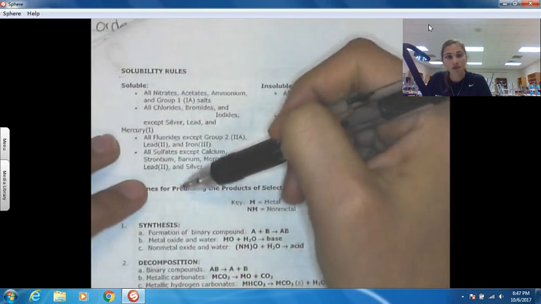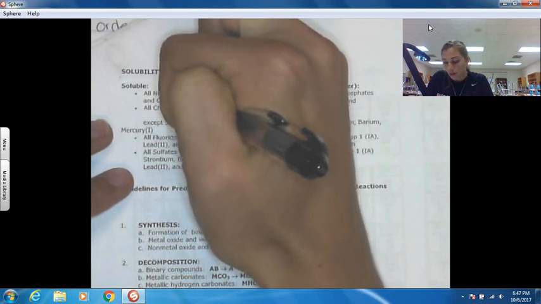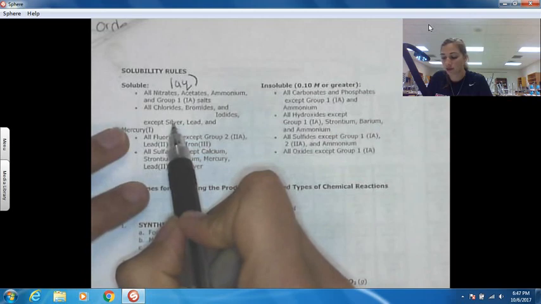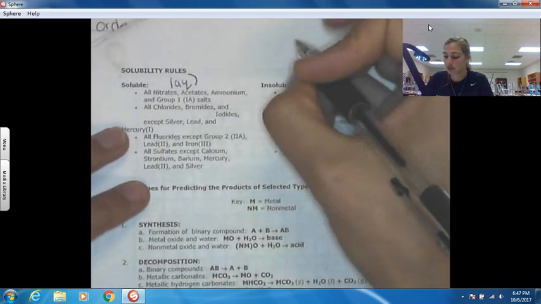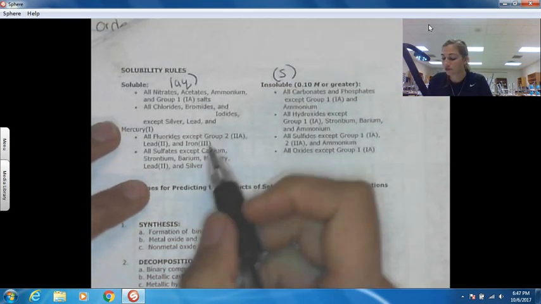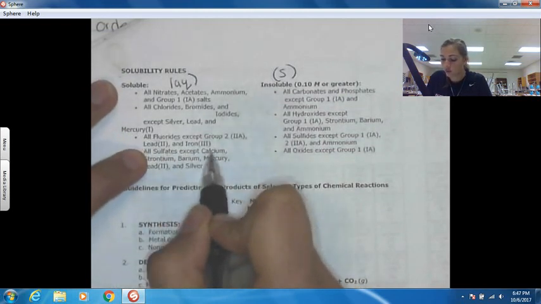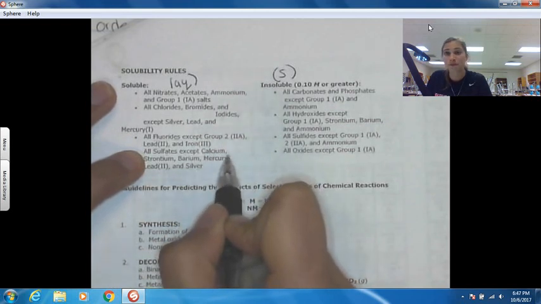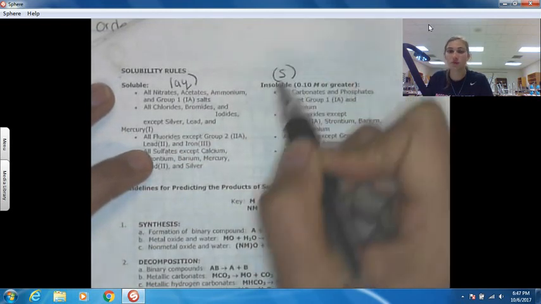So all of these, any compounds that fall under these bullet points, we would put an AQ next to them, unless it's part of the exception. If it's part of the exception, we say that's part of the other list. The other list is solid, or insoluble. So for instance, it says all sulfates are soluble except when paired with calcium. So if we had a compound that was calcium sulfate, well, that's part of the exception, so it would be a solid.